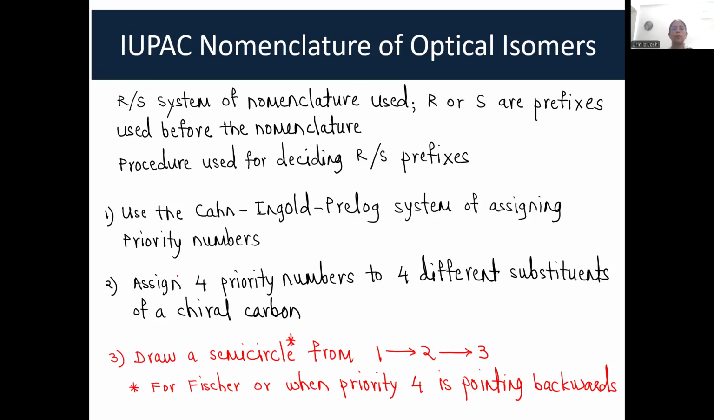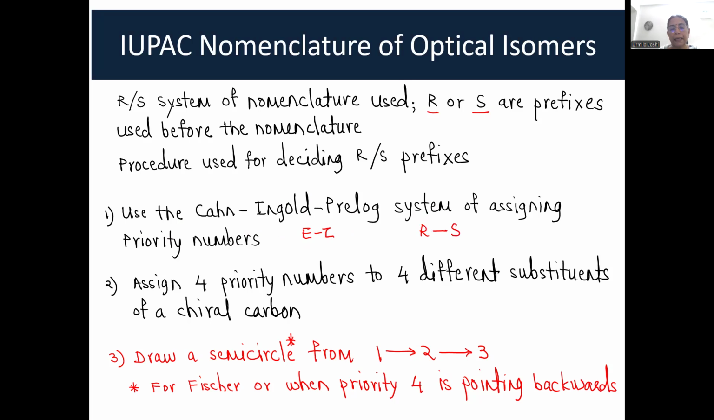Now, coming to IUPAC nomenclature, R and S nomenclature. Okay, R and S are the prefixes which are used before the nomenclature. Okay, the nomenclature remains same. Use R or S as the prefix. Now, how to decide the prefixes? First point to be remembered is use the Cahn-Ingold-Prelog system of assigning priority numbers. We have seen that in case of geometric isomers. For EZ, we use that, right? Now, same system we have to use for RS.